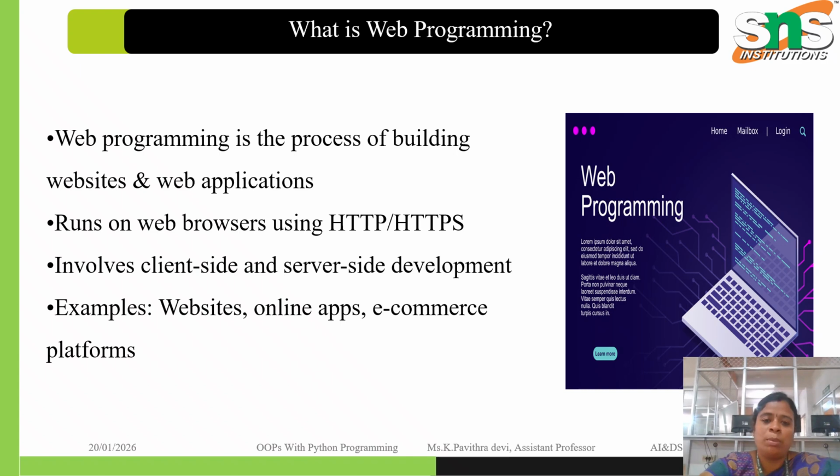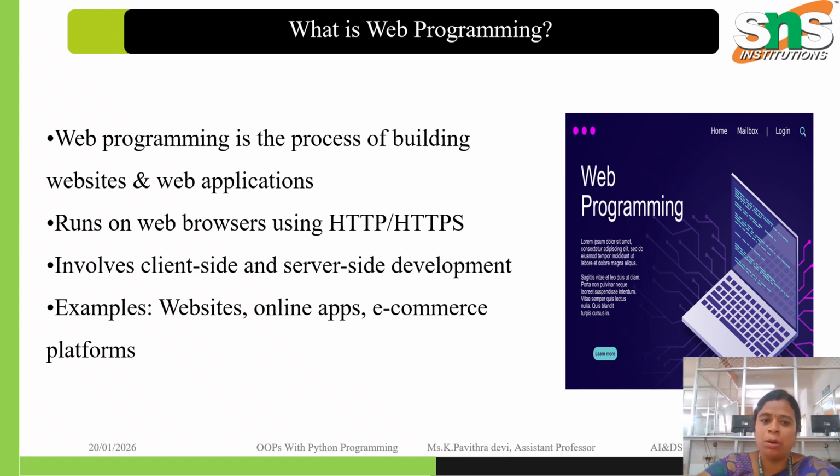Types of web programming: front-end development. Front-end development is the user interface part of a website that users interact with. Technologies used: HTML, CSS, JavaScript. Example: buttons, forms, web page layouts.